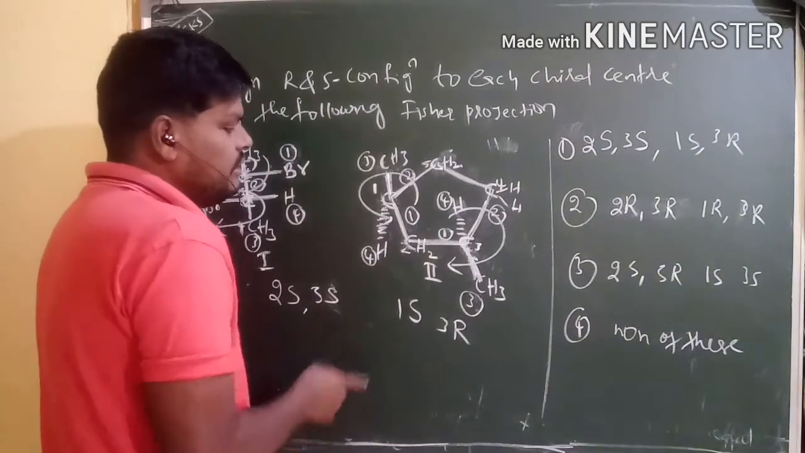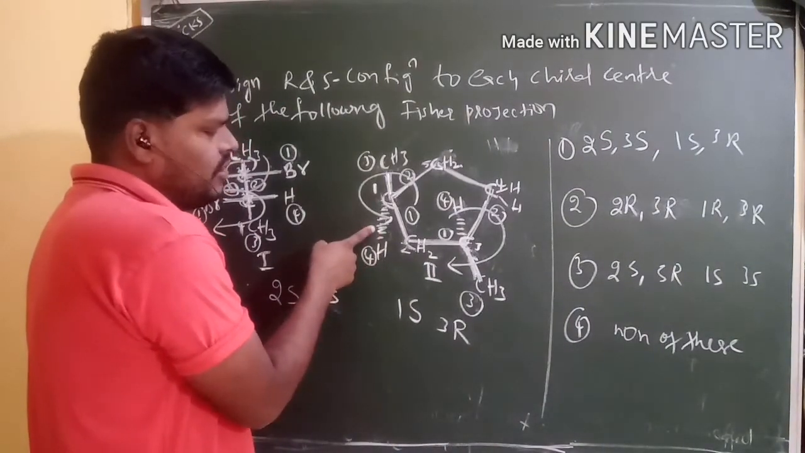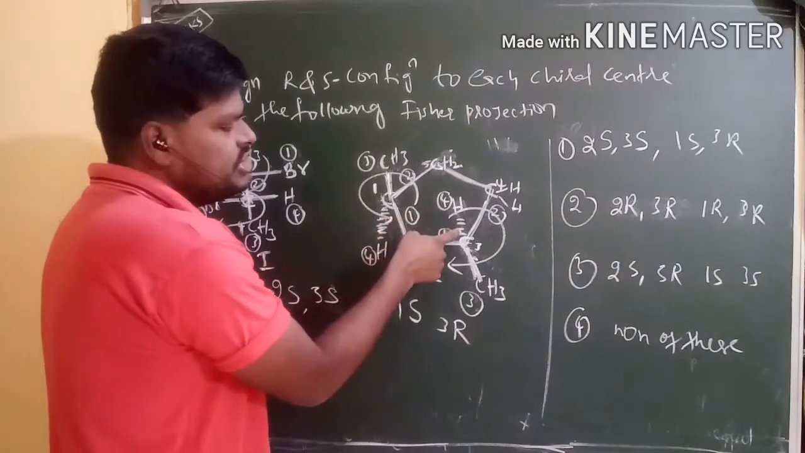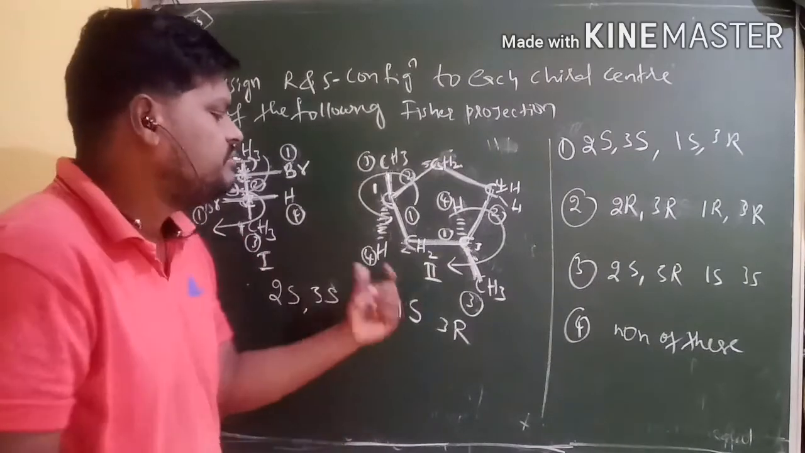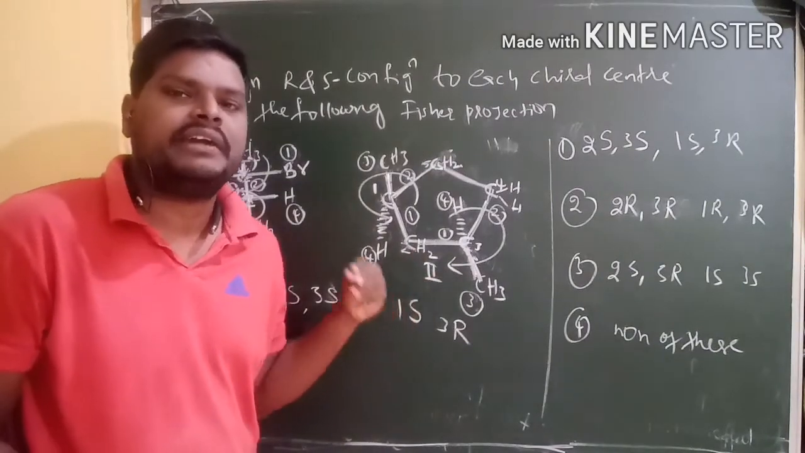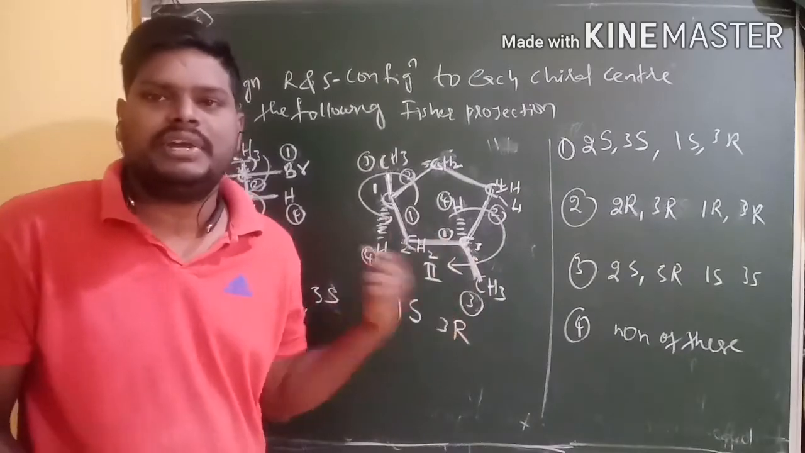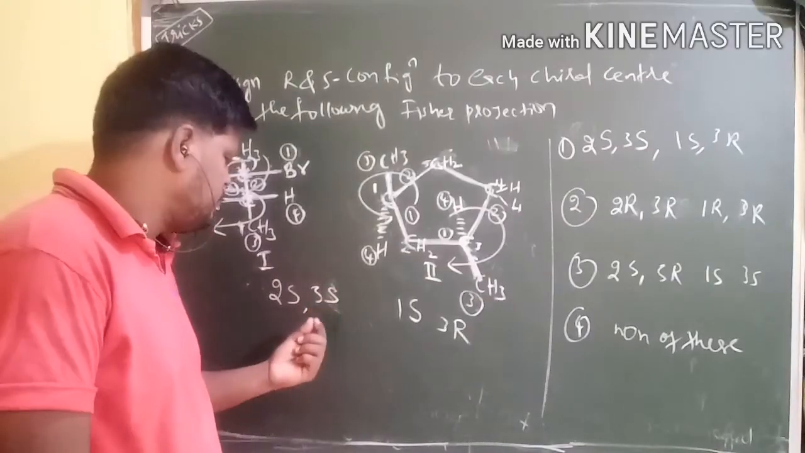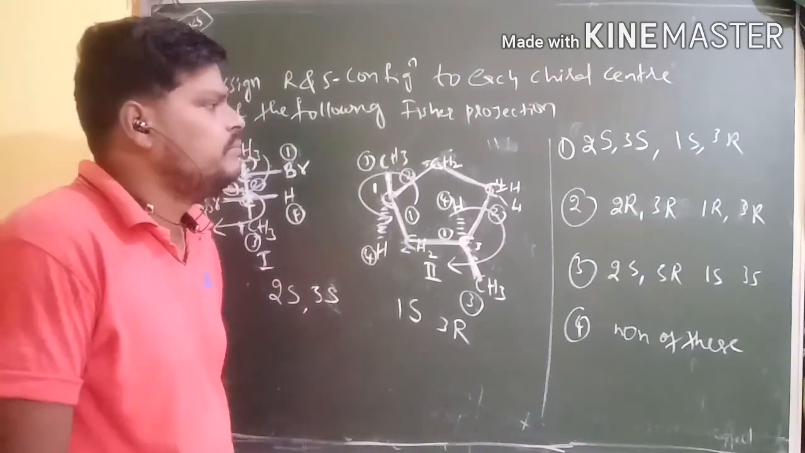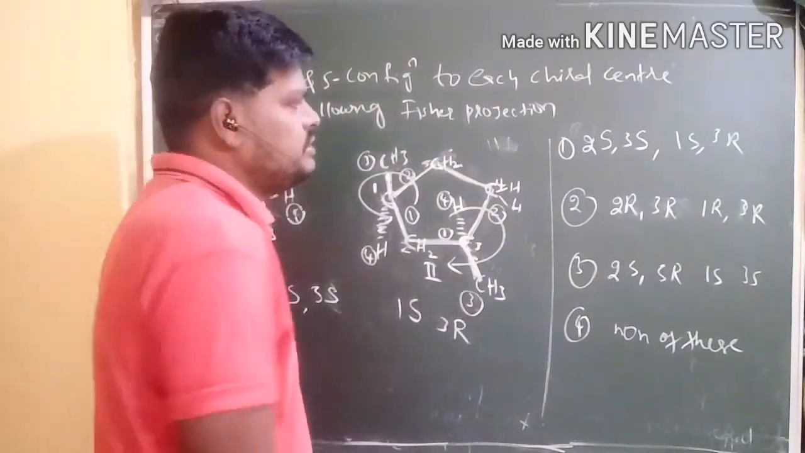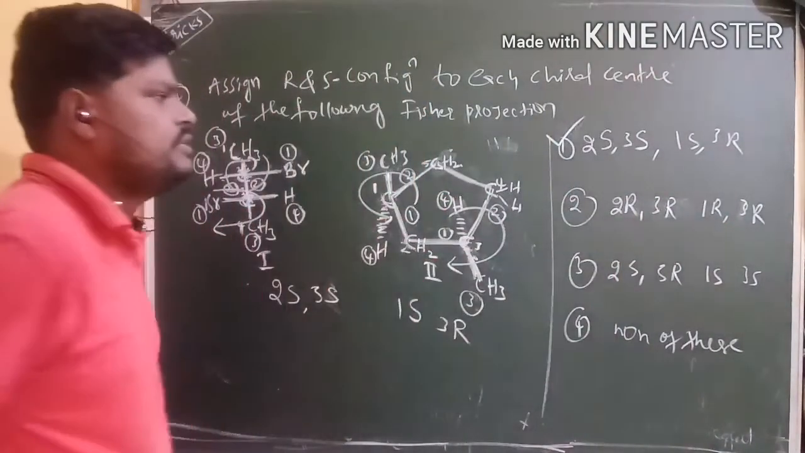You know what here? Here the least priority is already on the broken wedge or dash line. Here also the least priority is on the broken wedge or dash line. That's why the configuration will not be changed. You can take the direct configuration. What have we got? What are the configurations we have? 2S, 3S, 1S, 3R. The correct option is 2S, 3S, 1S, 3R. So the first option is the correct answer.